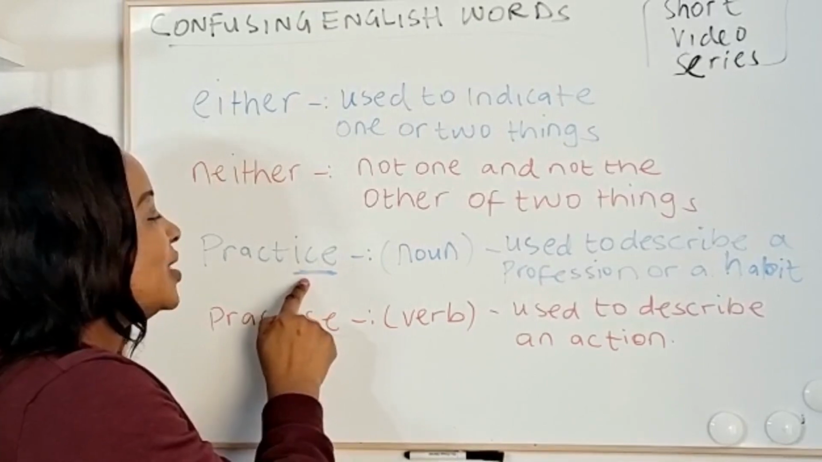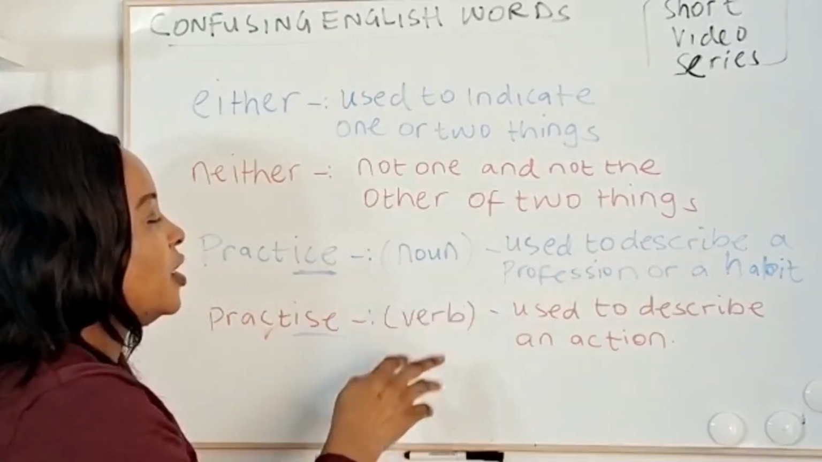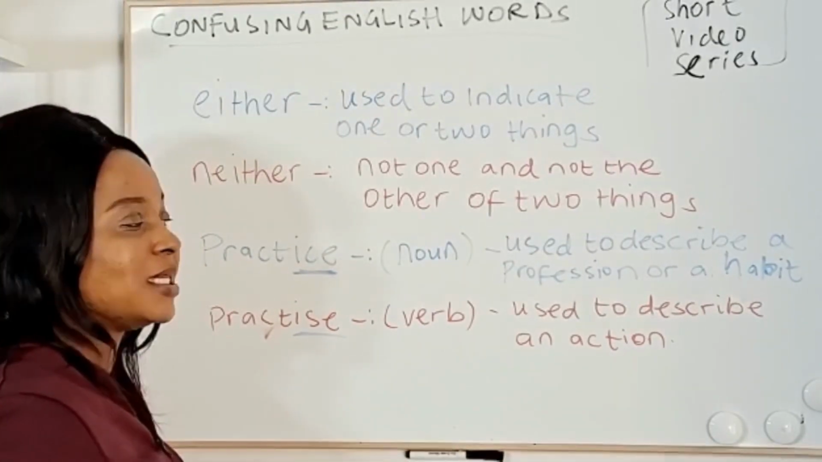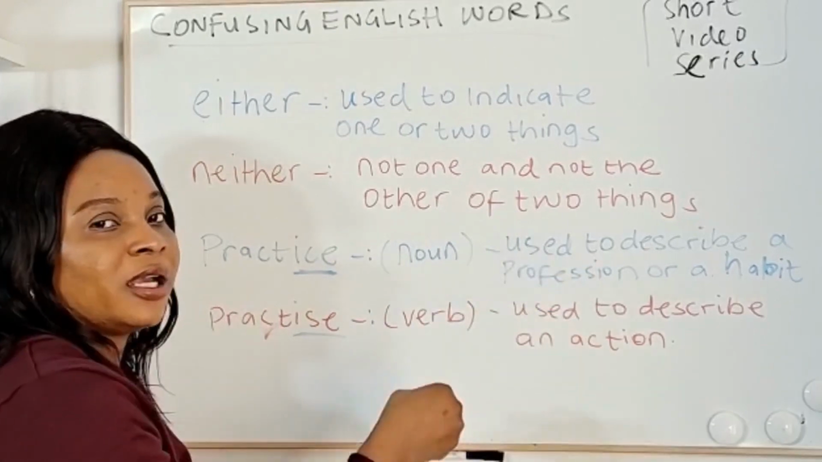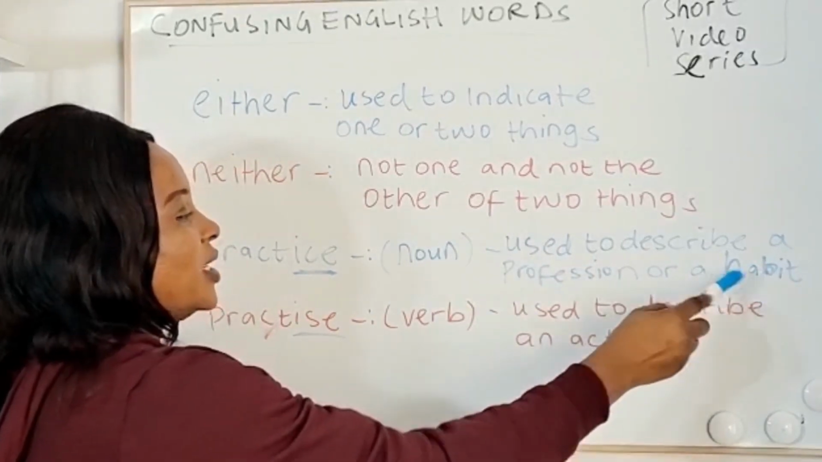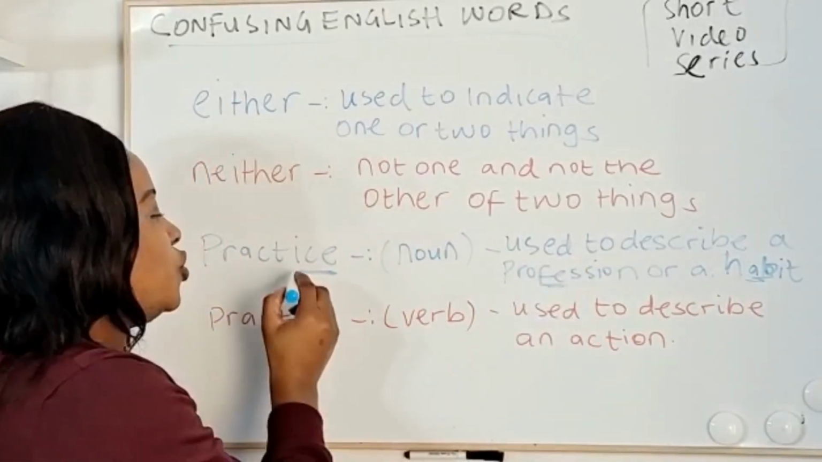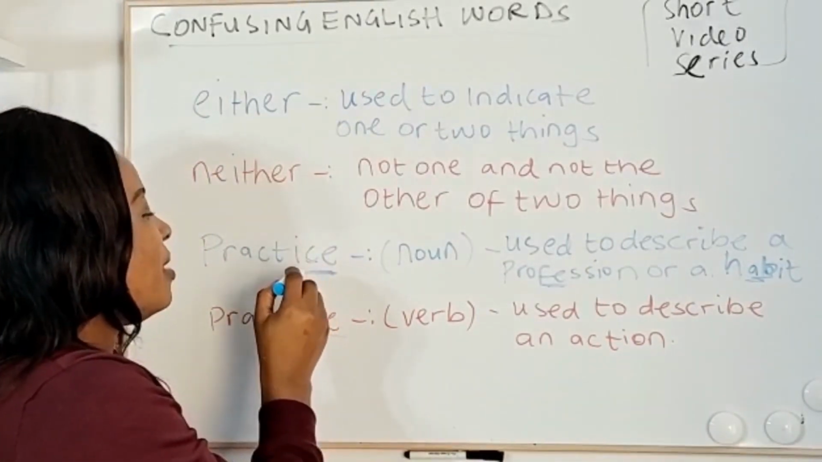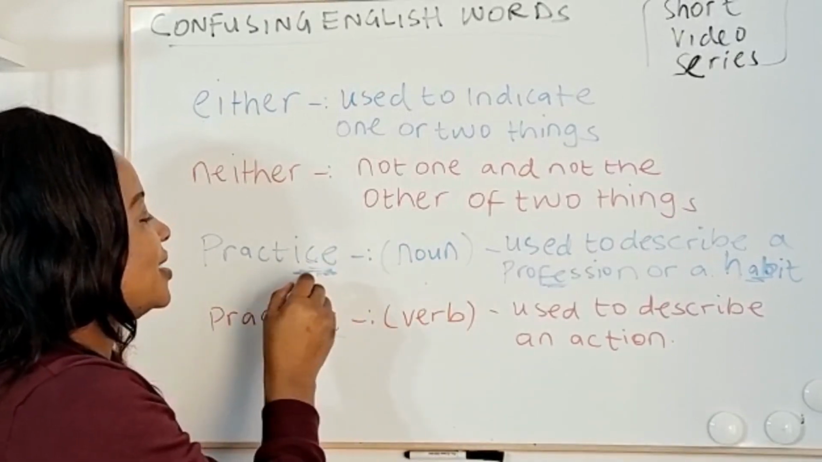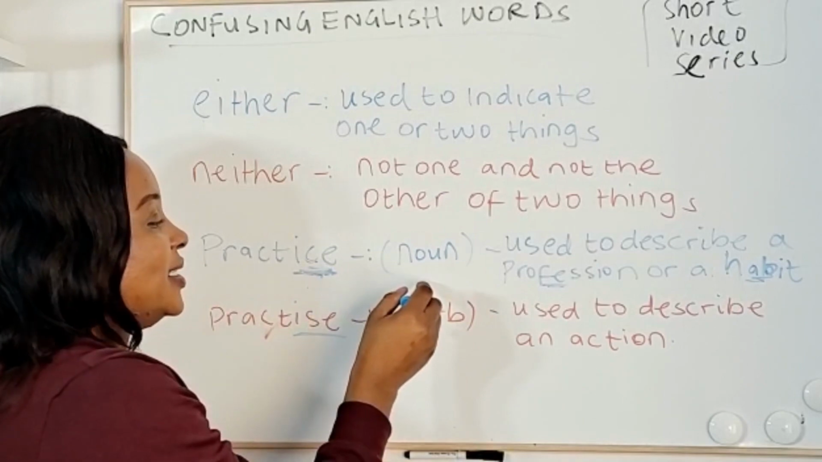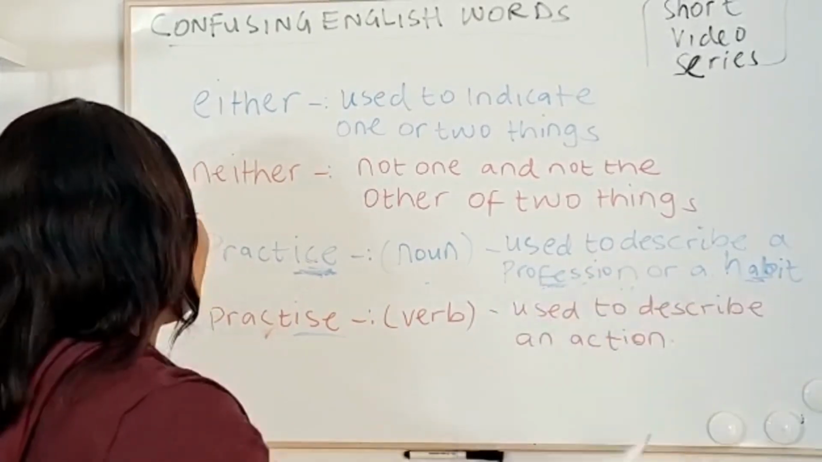So this one that ends with ICE is a noun, and it is used to describe a profession or a habit. You can say something like a law practice. You can say something like I have to practice daily in order to get better. So that is the habit you're talking about. So when you're trying to refer to a habit or you're trying to refer to a profession, you use this one that has ICE. Remember, I is like a noun. So remember that this one that ends with ICE is a noun. And look at when you can use them, when you want to describe a profession or a habit.